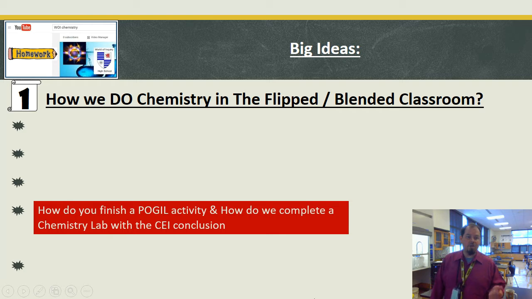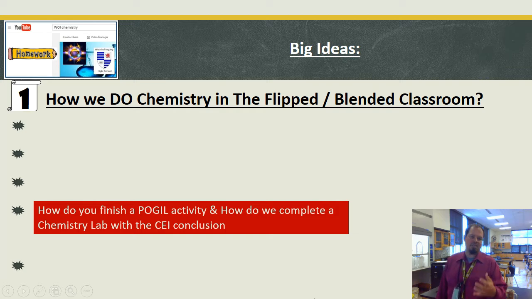You're going to learn what on earth a POGIL is. We'll have to do 1 or 2 in this first unit, and you will have to do a chemistry lab with this CEI conclusion. It stands for Claim, Evidence, Interpretation. I have them on the end of every one of the labs. They are the most important part. It's kind of like the lab write-up part, if you will.